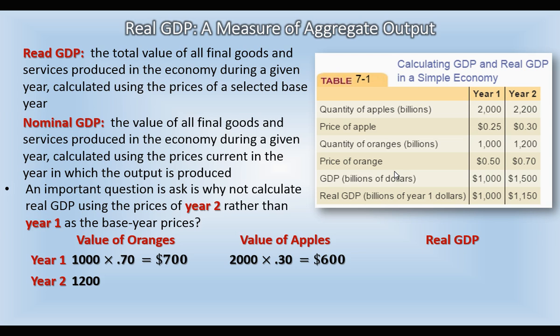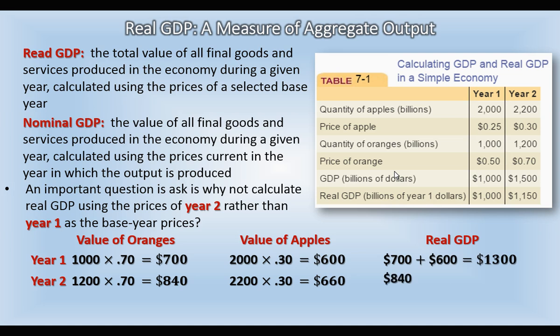And again, if we're using year 2 prices to price year 2 output, we'll get the same amount we got in the original calculations, which is $840 billion for the value of oranges, and 2,200 apples produced the second year times the price of apples in the second year, which is 30 cents, giving us $660. And so then we've got real GDP the first year using year 2 prices to be equal to 1,300, and in the second year to be equal to 1,500.